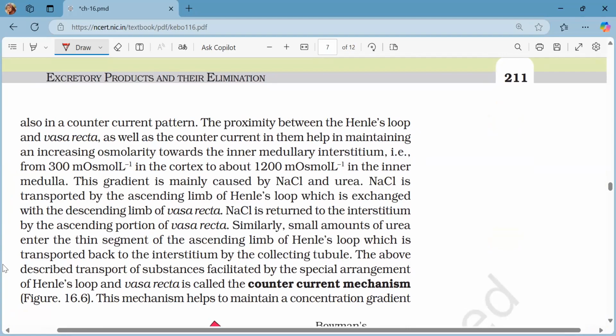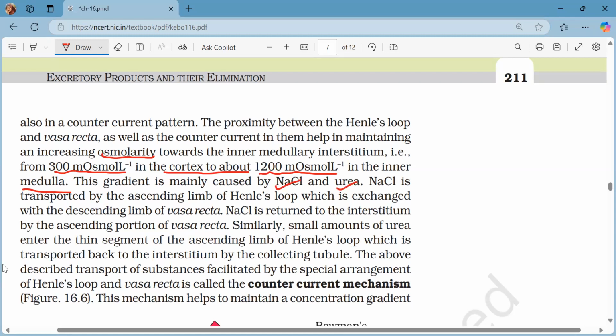The proximity between the Henle's loop and vasa recta, as well as the counter current in them, helps in maintaining and increasing the osmolarity. Maintaining the osmolarity is very important because here the ionic, the cationic balance has to be made. So from 300 milliosmoles in the cortex, it is maintained to about 1200 milliosmoles in the inner medulla. And this is maintained because of salt and urea.